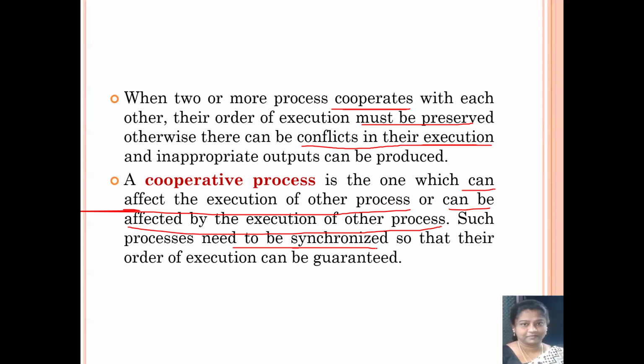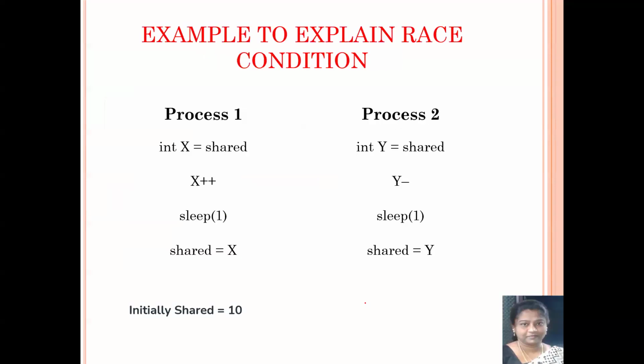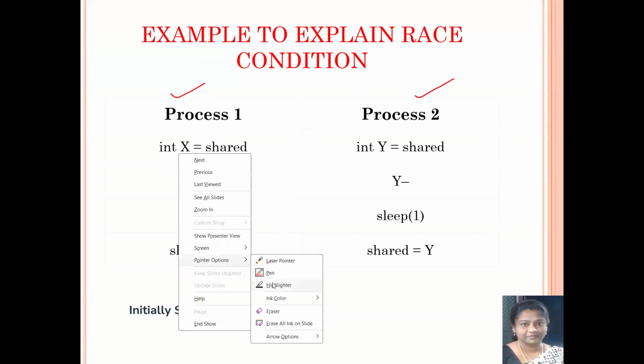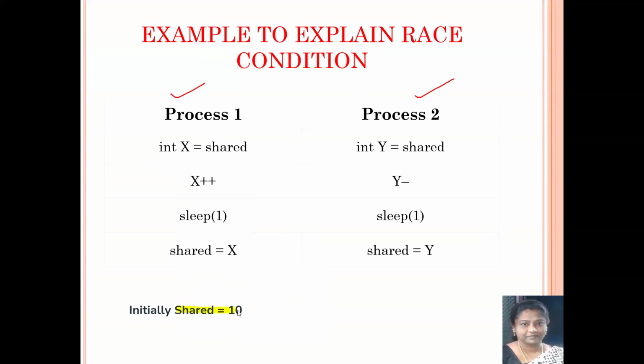Now, what do I mean by conflicts occurring? Conflicts might occur in the execution, and outputs may be produced in a wrong manner. For that, we will look into something called a race condition. We will take up an example to show how the conflict will occur. Let's say I have two processes, P1 and P2, and a variable which I am calling shared. This shared is an integer variable which I am initializing to 10.